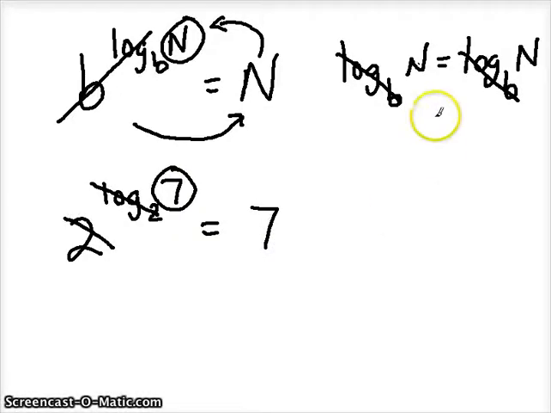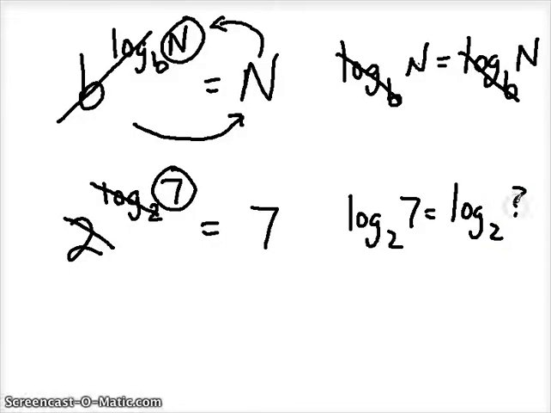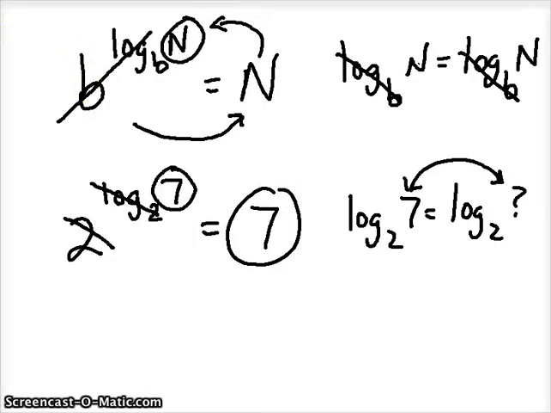And if we put that over into log form, maybe it becomes more clear. We have log base 2 of 7 is equal to log base 2 of what? Well, in order to make these two equations equal, they both need to have a 7 right there. So we get 7. Alright, one more.